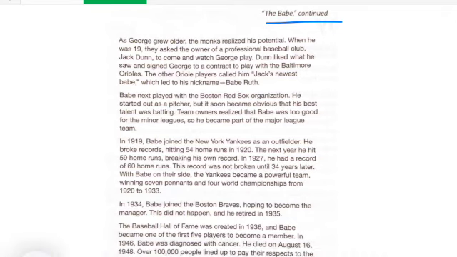Sorry, I forgot that wasn't the way there, guys. The great Babe Ruth. So, let's say that we're looking at this top paragraph right here.